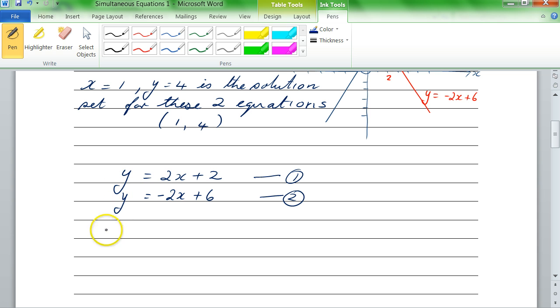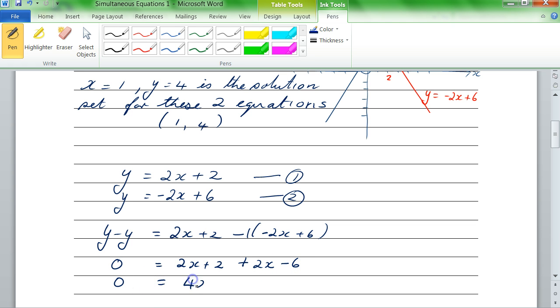So it's going to be y minus y on this side. And then on this side, it's going to be 2x plus 2, which is equation 1. And I'm going to take from it the right-hand side of equation 2, negative 2x plus 6. Now I'm going to collect up the terms. y minus y is 0. This is 2x plus 2. There's a negative 1 here, so it's negative times negative, which makes that positive 2x. And negative 1 times positive 6 will be negative 6. Now collecting up the like terms, I've got 2x and 2x, which makes 4x, and 2 take away 6 makes negative 4.